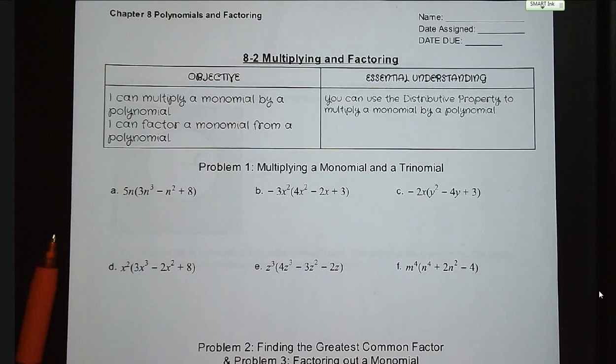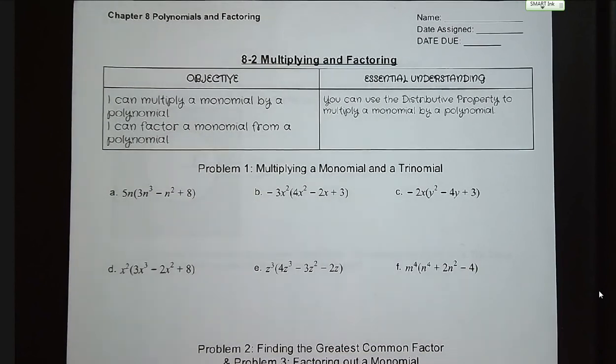Hi guys, welcome to lesson 8.2, multiplying and factoring. Our objectives for today, we have two of them. The first is I can multiply a monomial by a polynomial. And the second one is that I can factor a monomial from a polynomial. Now, our essential understanding is basically that we can use the distributive property to multiply a monomial by a polynomial.